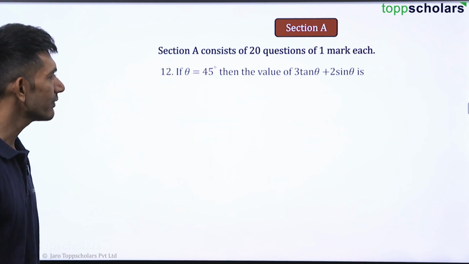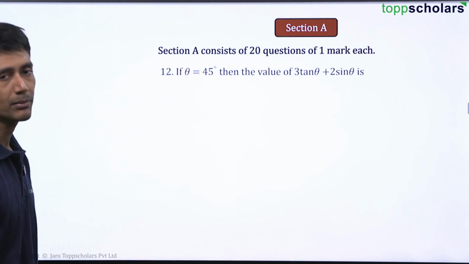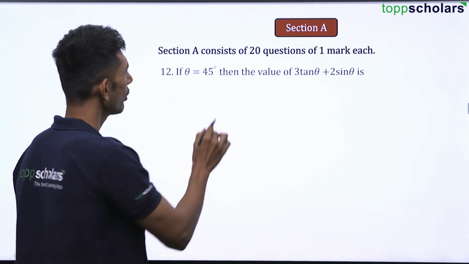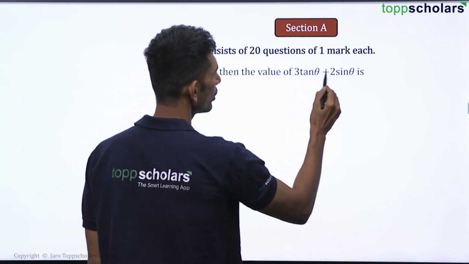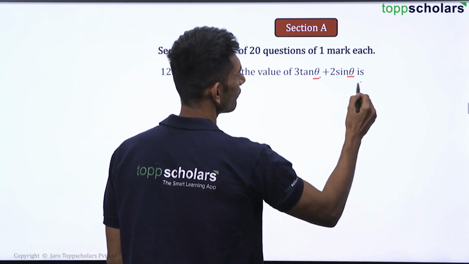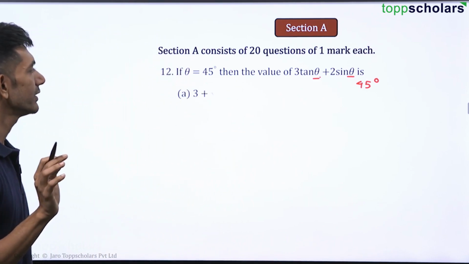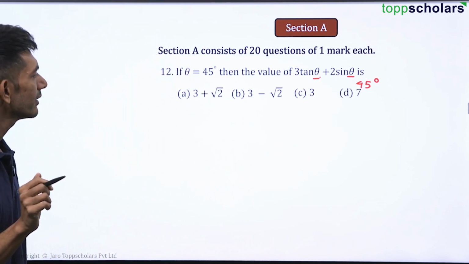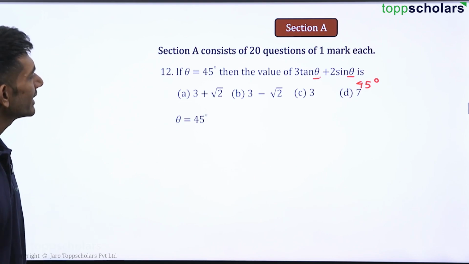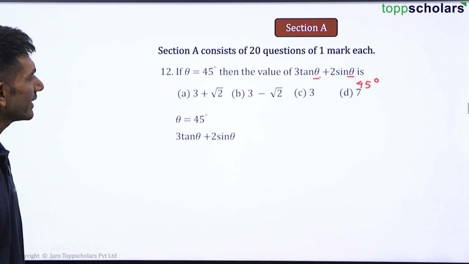If theta is equal to 45 degrees, find the value of 3 tan theta plus 2 sin theta. Simplest question. All we need to do is put theta as 45 here, and then you need to know the values which are there in the trigonometric table, isn't it? So let us do that. Theta is 45 degrees and then we have 3 tan theta plus 2 sin theta. So put theta as 45 degrees.